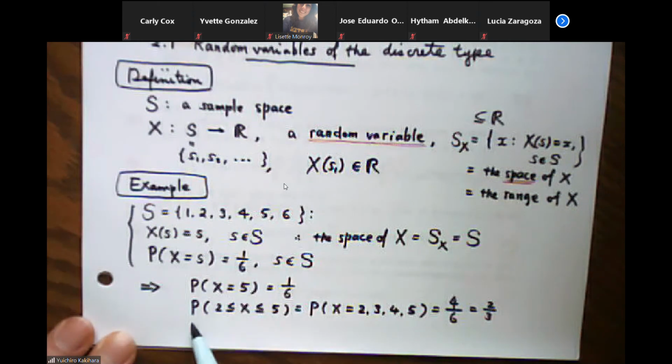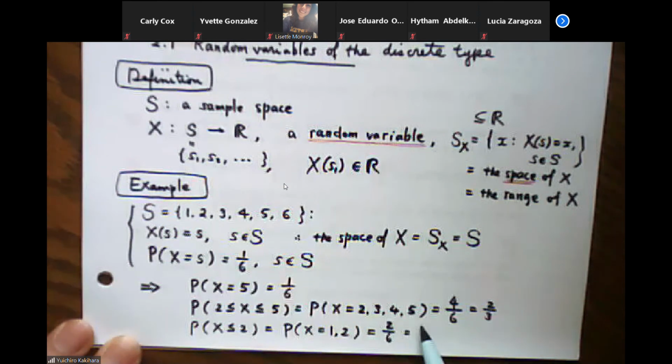Well, finally, what is the probability that X is smaller than or equal to 2? This is the probability that X is equal to... X can take 1, 2, 3, 4, 5, 6. So X is 1 or 2, right? So 2 choices. So this is 2/6 or 1/3. Okay. That's a probability. I can tell this way.